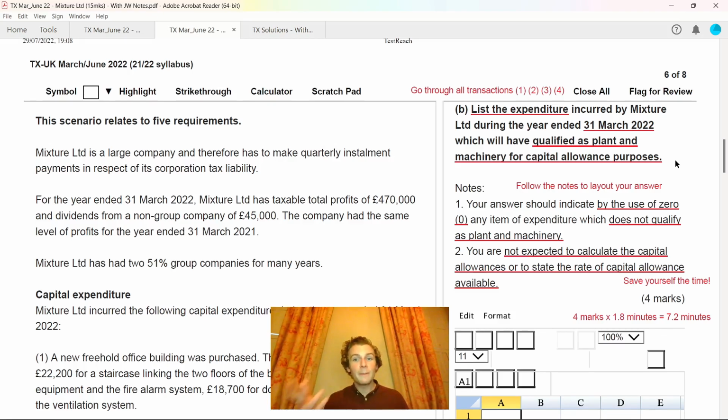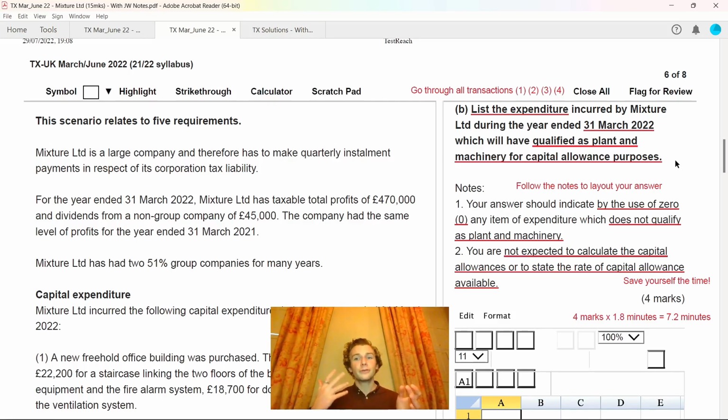And this comes on to part B now, about list the expenditure incurred by Mixture Limited during the year ended 31st of March 2022, which will have qualified as plant and machinery for capital allowances purposes. So again, another classic question that it's been on the 21-22 syllabus, it's been on previous years, and it's going to come up in future years. Classic exam style question, revenue versus capital expenditure.